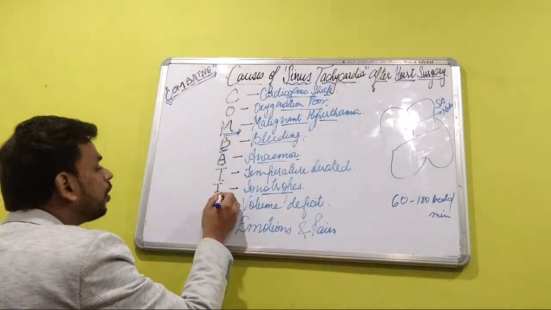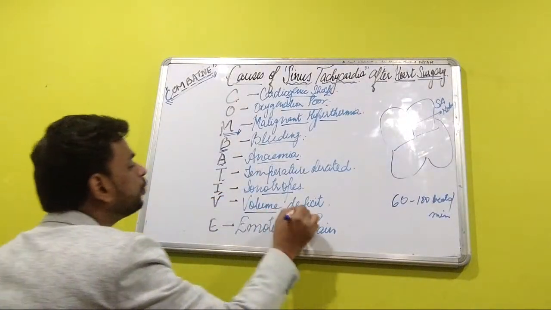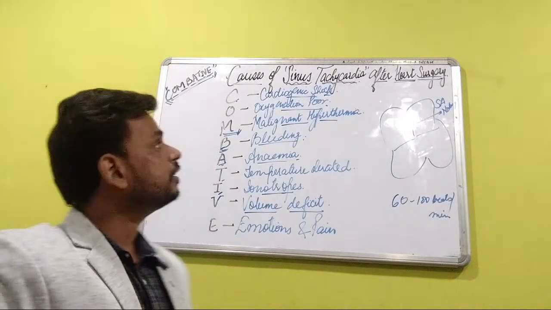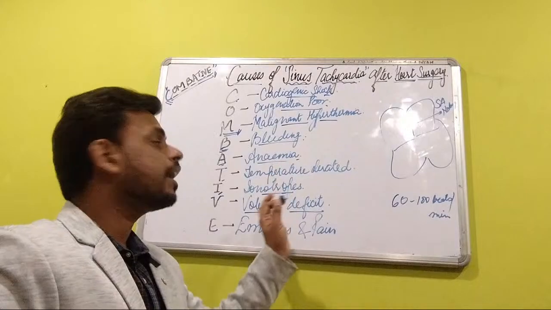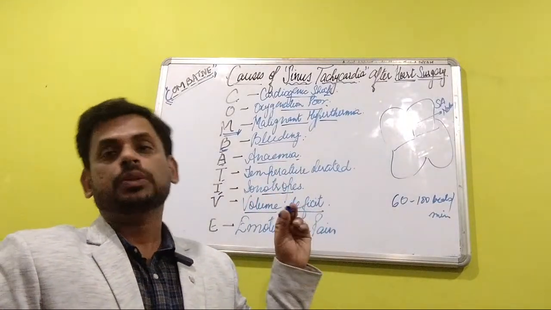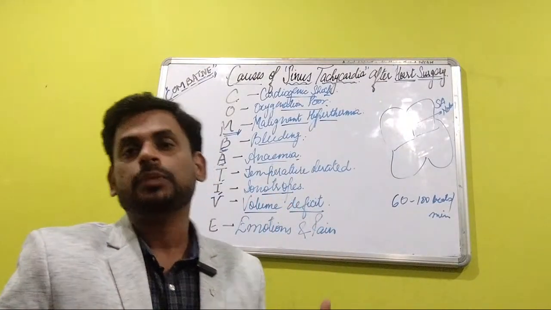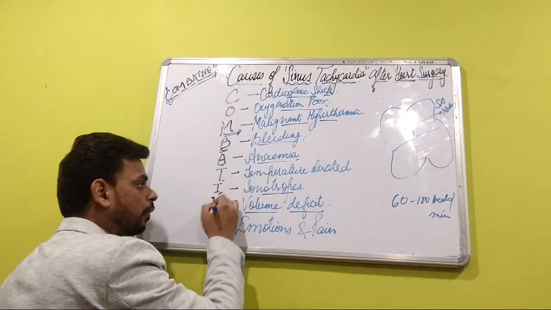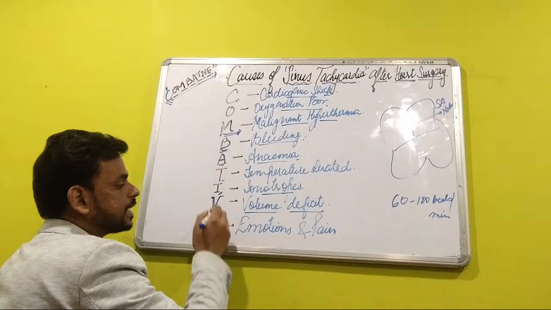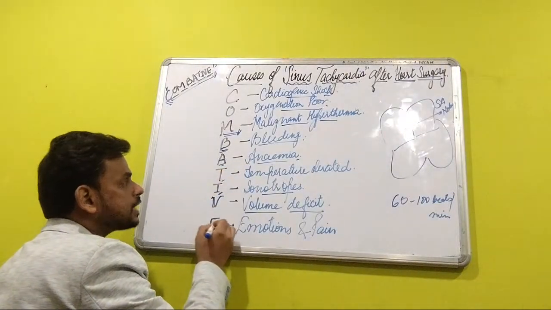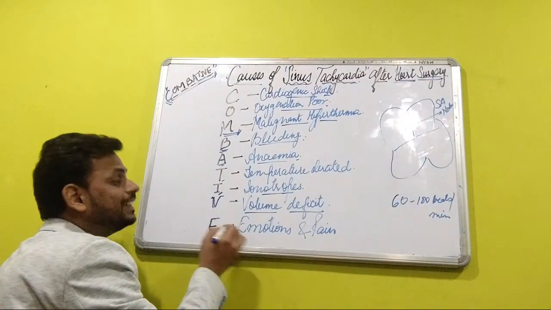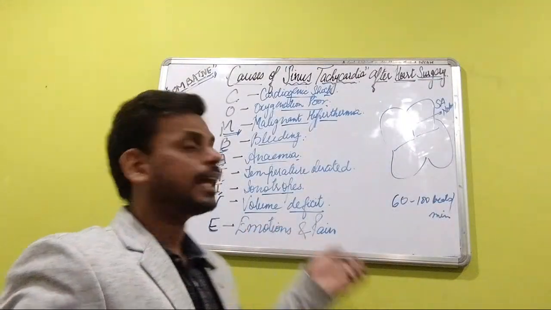And the V of COMBATIVE refers to volume deficit. If the volume deficit is there, the heart is unable to pump a definite volume, the deficiency of volume is there. In such a situation also, sinus tachycardia can happen. And last but not the least, the last alphabet, E, refers to emotions and pain.